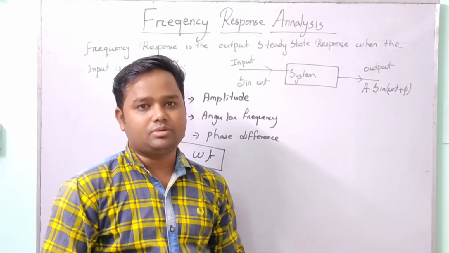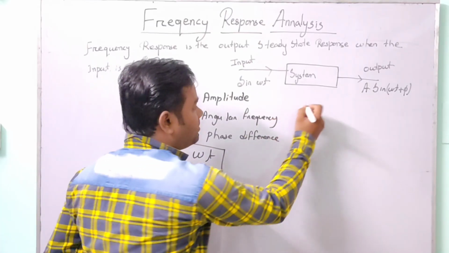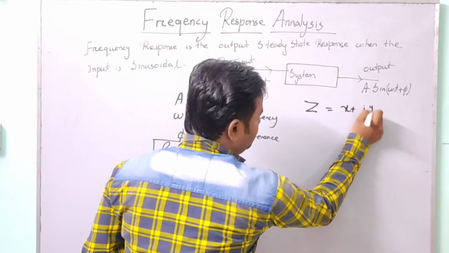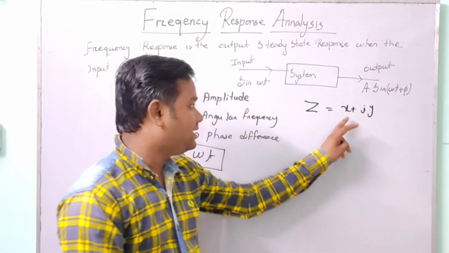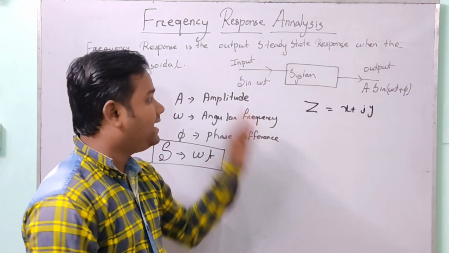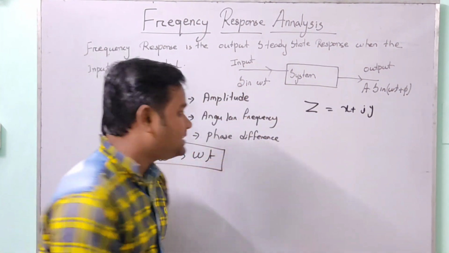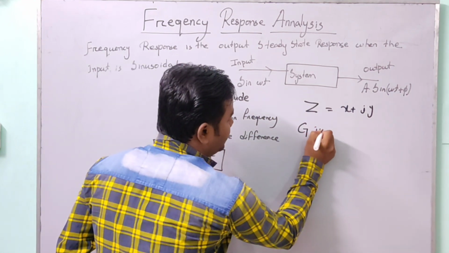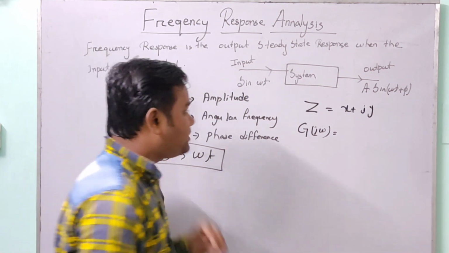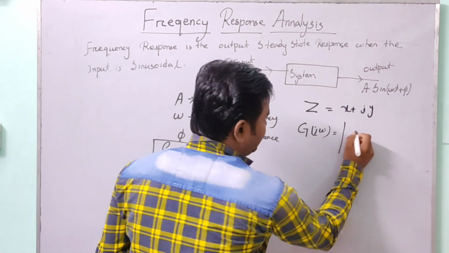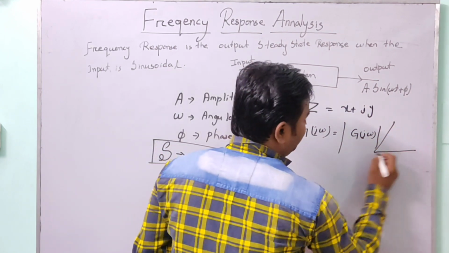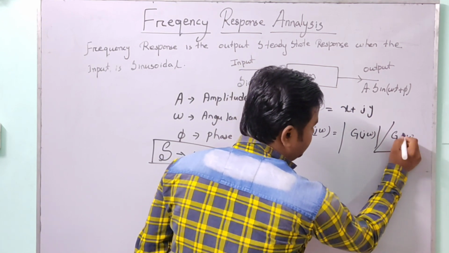We know in a complex number there are two parts. Suppose a complex number is z. Z is equal to x plus j into y. Here x is the real part and y is the imaginary part. Similarly, in a transfer function, if I get the transfer function G of j omega, then its value has two parts. One is the magnitude part, that is the magnitude of G of j omega. The other is the angle part, that is the angle of G of j omega.